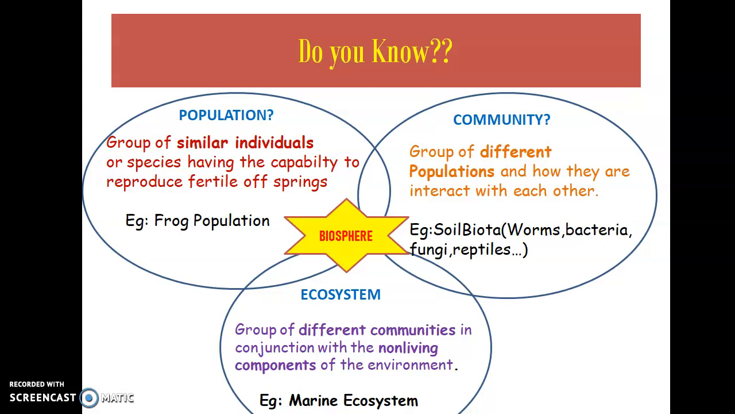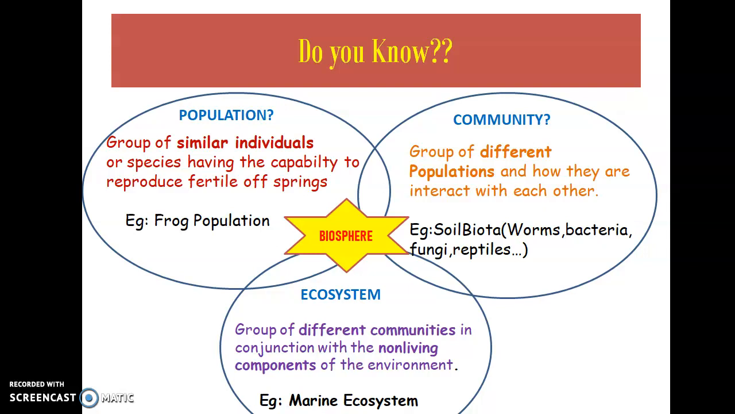Or we can see another example, frog population. If you are considering a pond that contains different kinds of organisms, and you are concentrating only on the frogs or the number of frogs in that particular pond, we can say that it is the population of that frog.